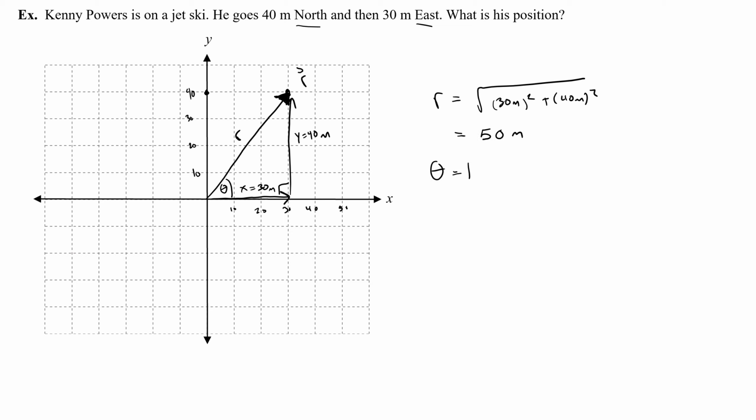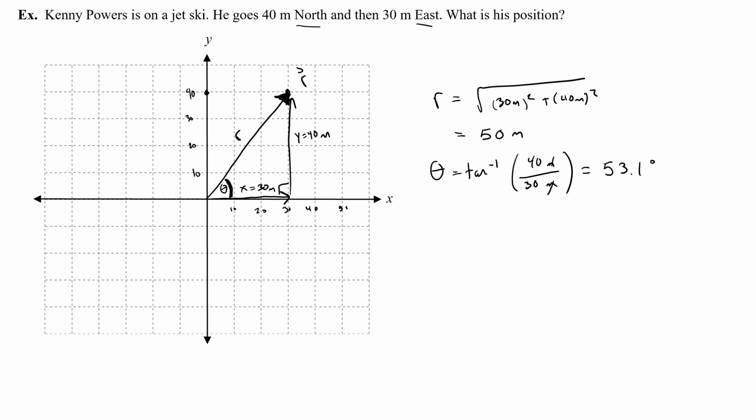And then the angle is going to be tangent inverse of the y component, which is 40, over the x component, 30. Now that we're using units, you should notice that when you do tangent inverse, the units always cancel out. And that gives you 53.1 degrees.